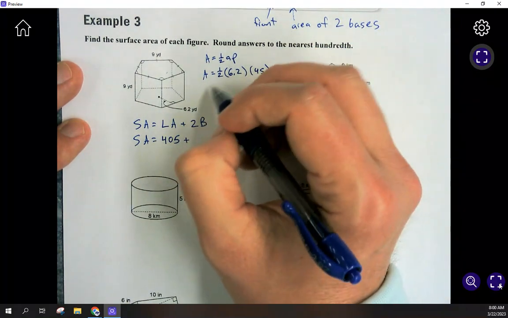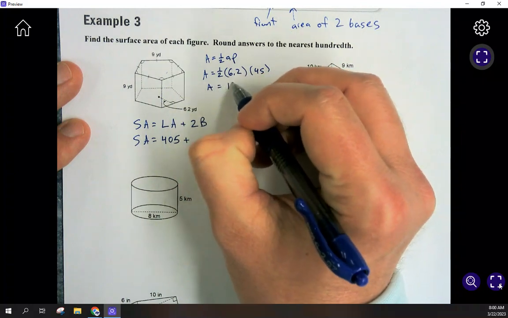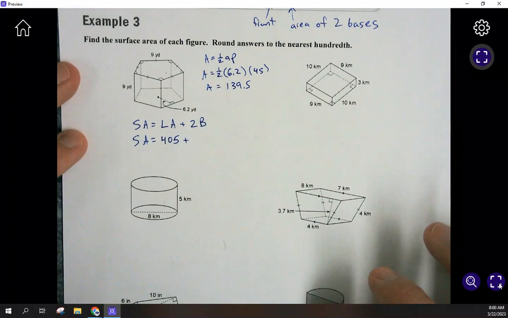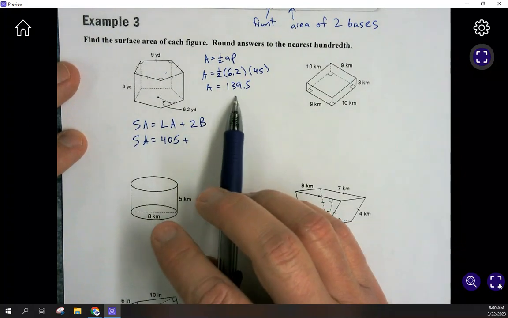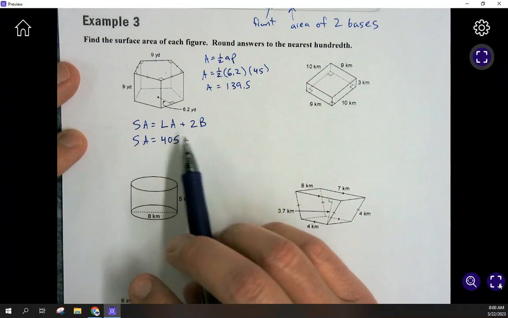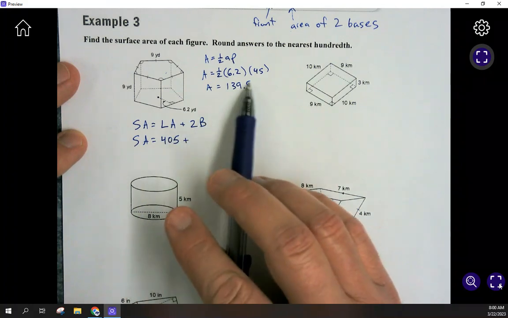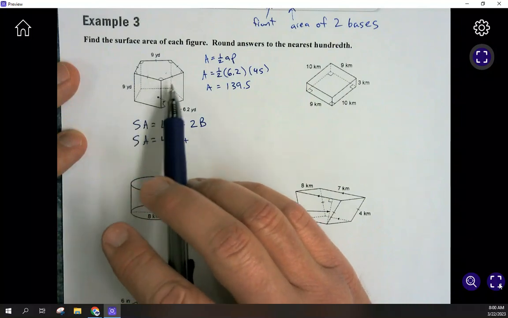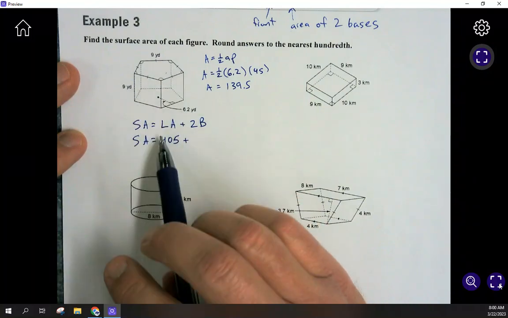You multiply that all together, and you're going to get 139.5. And I make this careless mistake all the time when I'm doing these. If you're going too fast, you're going to grab this, put it right here as the area of the base, add it, and then you're going to get the wrong answer, because this is just the area of one base, right?